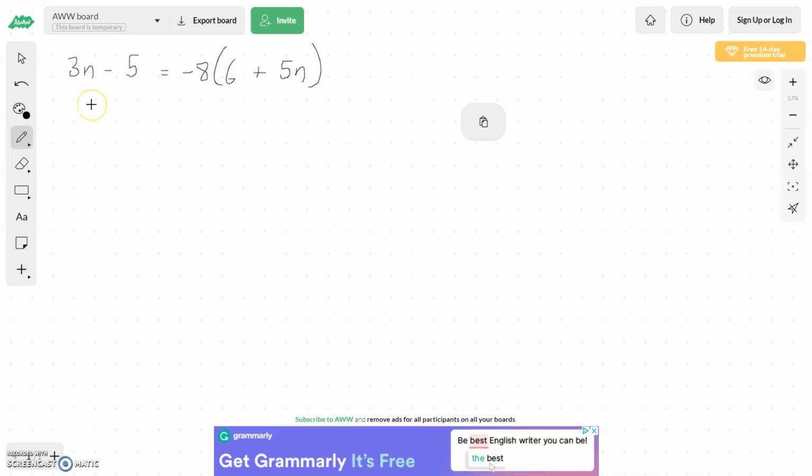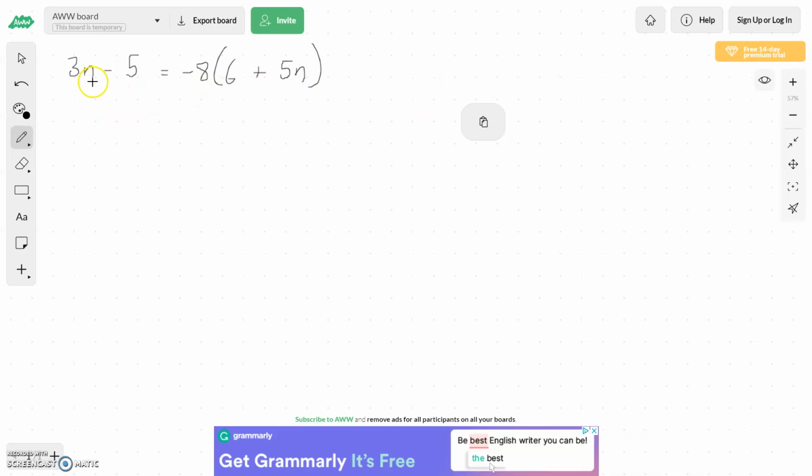Alrighty, once again, Mr. Maley here. I want to show you how to work a problem like this where we have variables on both sides. See how I have an n on the left and an n on the right, and I have some distribution to do with this -8 in parentheses. Alright, so first things first, we want to simplify both sides as much as possible. Okay, that's our first step, is to simplify.